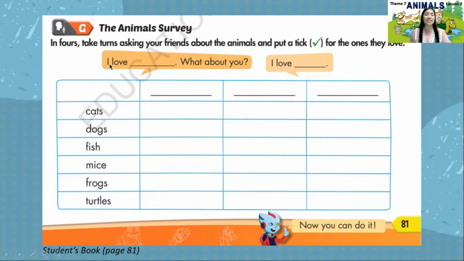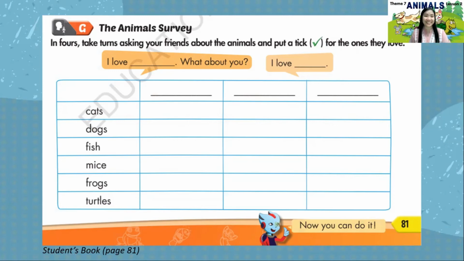So you will ask like this. You first will tell about the animal that you love. For example, I love cats. What about you? And then you let your family members answer what they love. I love, for example, cats. You write the name of your family members on the top. Like for example here, your mom, here your dad, here your brother or sister. So ask them and then you will tick on this part. What animal do they love?